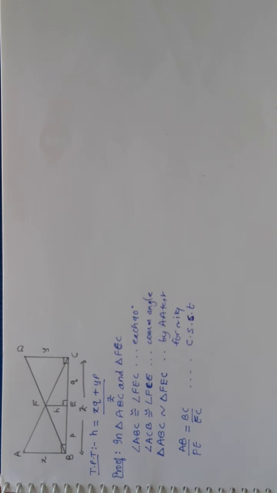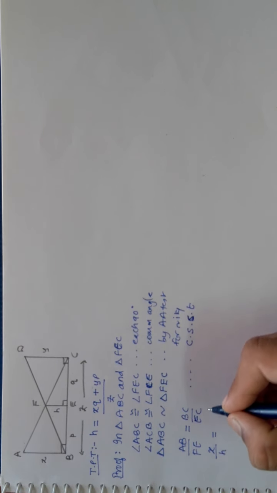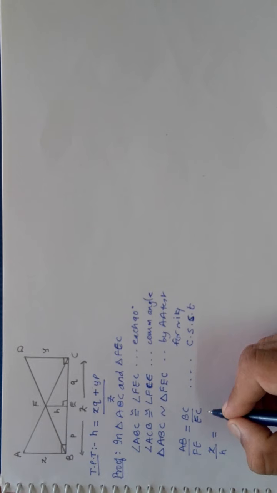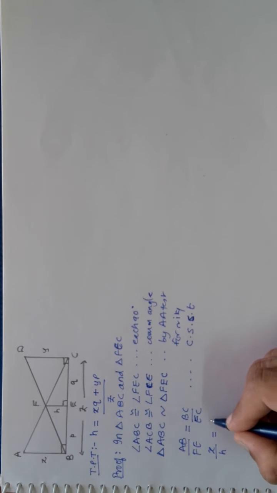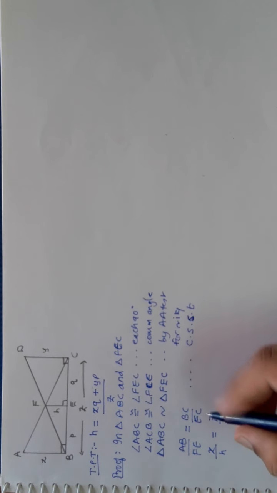Okay. Now let me write the measurements which are given to me. That is AB is given to me as X, and FE is H, is equal to BC. BC is given to you as Z, and EC is given to you as Q. Agreed? Now you are expected to find H.